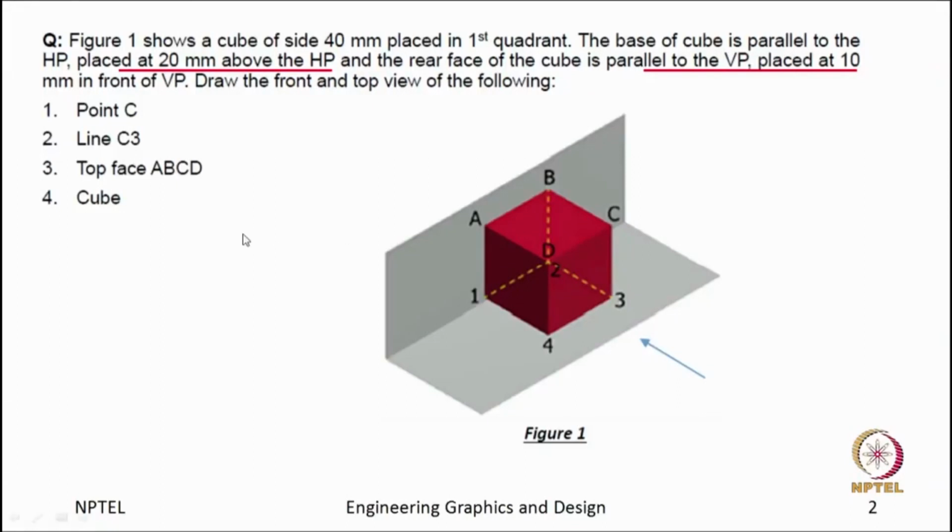Now, let us go to part 2 of question number 1, that is we have to draw the front and top view of line C3. Let us understand the position of C3 first. C3 is a line, the line has been situated at a distance of 50 mm from the vertical plane. For the front view, we have to take the distance from horizontal plane. The point 3 is situated at a distance of 20 and point C is situated at a distance of 60 from the horizontal plane. So, let us draw this.